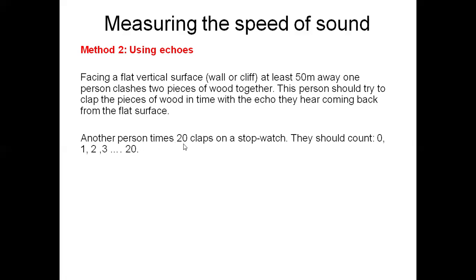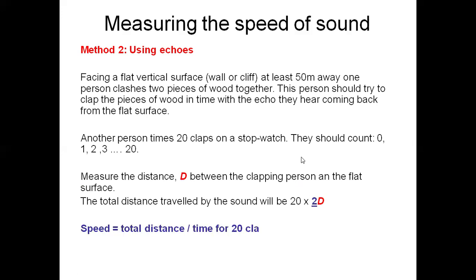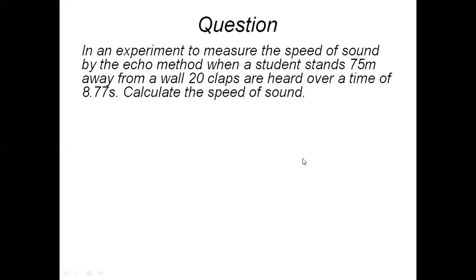Another person times 20 claps on a stopwatch. They should count 0, 1, 2, 3 up to 20. So measure the distance d between the clapping person and the flat surface. Sound goes towards the cliff and returns, that means the distance is 2d, and it is done 20 times. So 20 into 2d. Speed is equal to total distance divided by time for 20 claps. So this is how we can calculate.